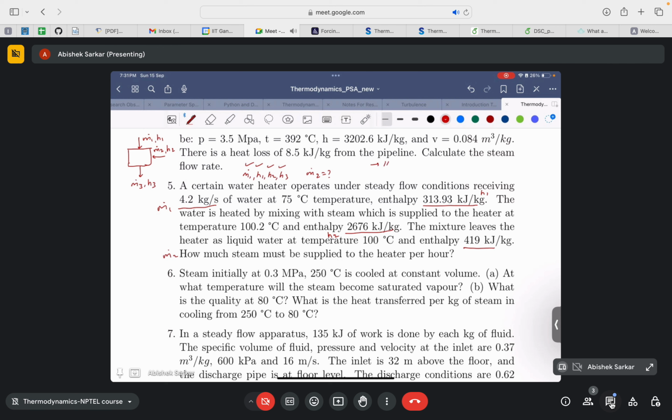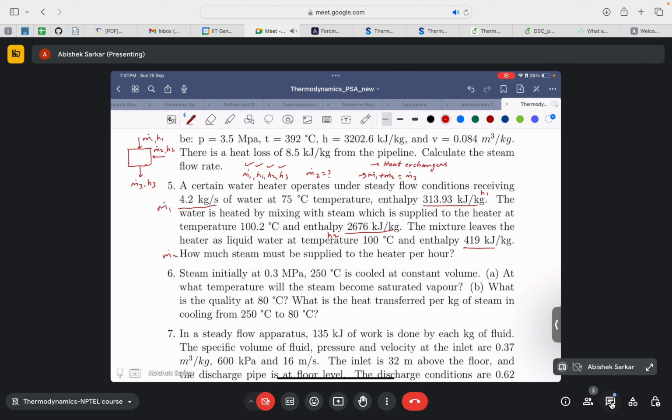So you need to use the concept of heat exchangers. Second clue is, since the system is at steady state, you will have m1 dot plus m2 dot, because these two mass flow rates are entering the system, and since these streams are mixed together, the net mass flow out of the system would be equal to m3 dot. So m1 dot plus m2 dot should be equal to m3 dot. So these are the two clues at your disposal. You can use them and then find the value of m2 dot.